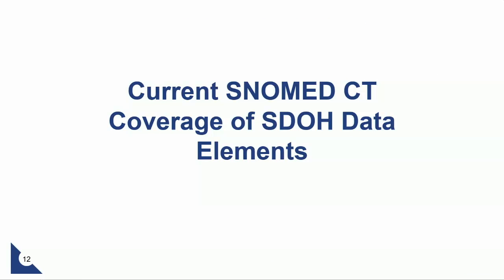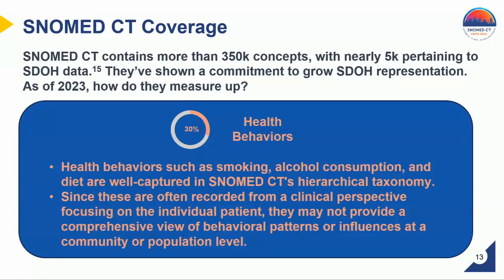So with that in mind, in 2023, where does SNOMED CT measure up? They have nearly 350,000 concepts. Approximately 5,000 of those relate to SDOH data. So here we see health behaviors, which again is 30% of the relative contributions to health. Those are things such as smoking, alcohol consumption, and diet, and they are generally very well captured in SNOMED CT's concepts. These are recorded from a clinical perspective, so they focus on the individual patient rather than looking at community or population trends. So it's very well captured in the terminology, not well captured in the records.